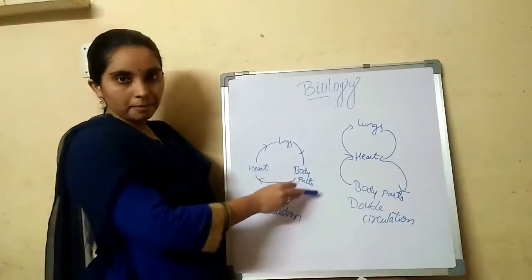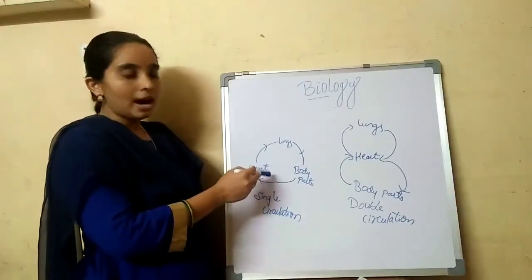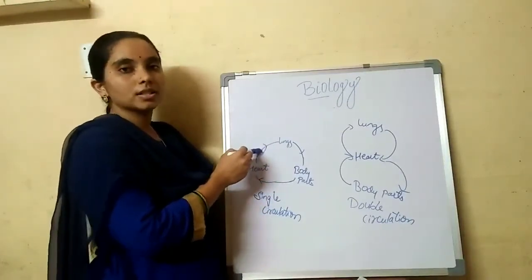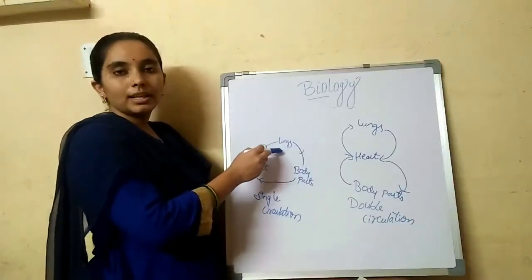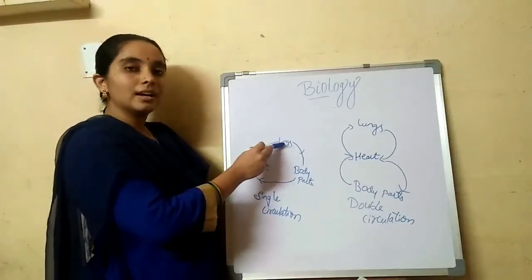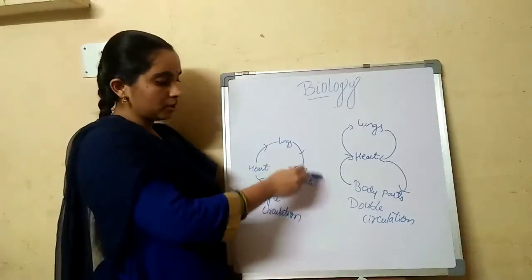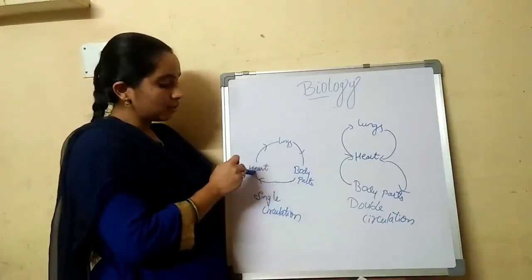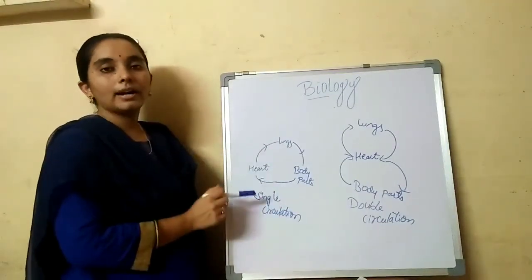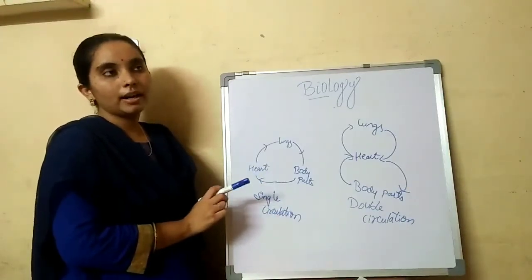For example, if body parts are giving the deoxygenated blood to the heart, the heart is collecting the deoxygenated blood. Now this heart will give deoxygenated blood to the lungs. Here the deoxygenated blood will become oxygenated blood. Now these lungs directly pass the oxygenated blood to the body parts. So the blood enters the heart only once. So it is called single circulation, and it is mainly seen in birds, fish and other reptiles.